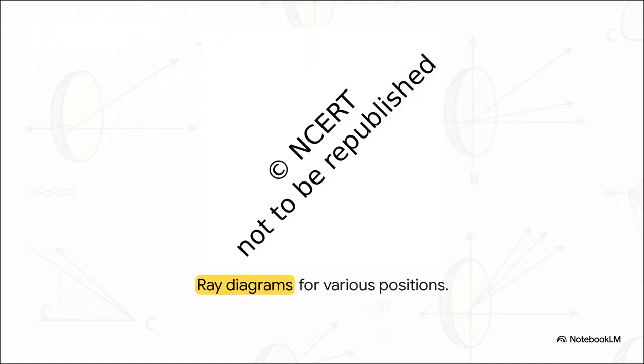Let's actually apply those steps and see what happens. Notice how the object, the arrow way over on the left, is placed far away, well beyond the center of curvature, C. By drawing just one parallel ray and one focal ray, we easily find our intersection point. But look at where it formed. It created an image right smack between C and F, and notice that the new image arrow is pointing downward and is physically way smaller than the original object.